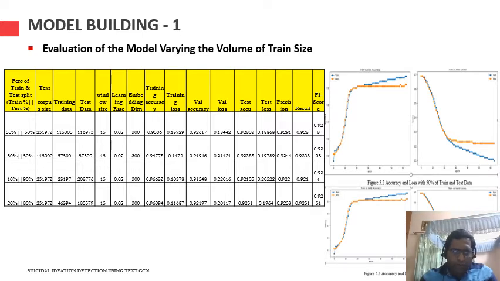We also tried our experiment with a 20 and 80% split, with 20% being the training data and 80% being the test data. Even with this, we were able to get very good accuracy, up to 92% on test data.